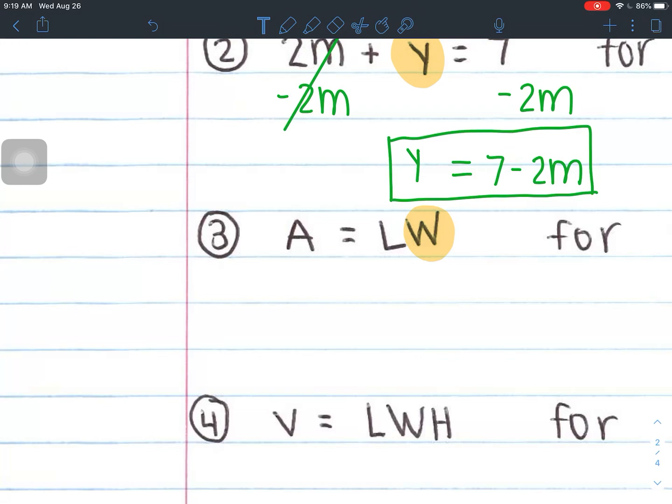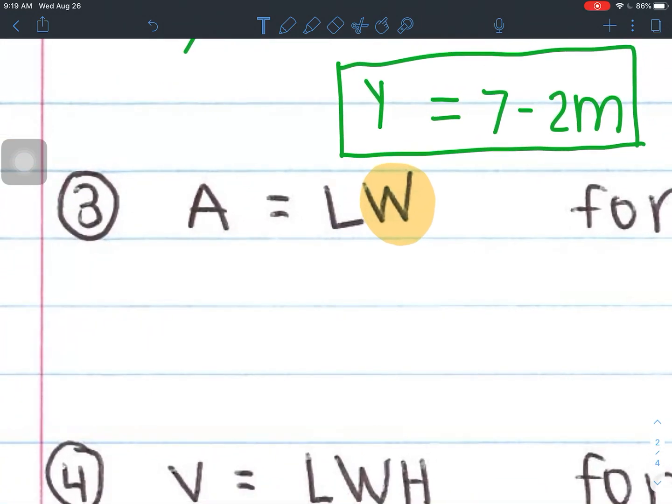Now the only thing keeping W from being isolated is that L in the front. Now that L is connected to W by what operation? By multiplication, right? L and W are being multiplied together. So to get rid of the L and get W by itself, I would want to do the opposite and divide by L. And I'm going to do the same exact thing to the other side and divide by L.